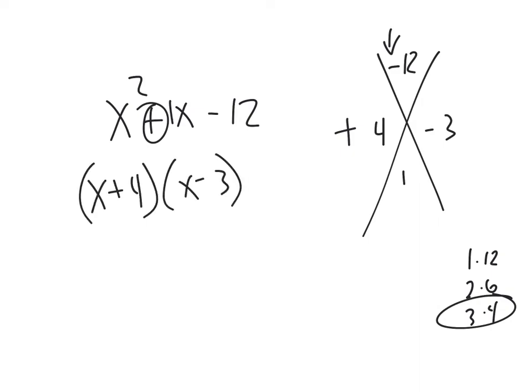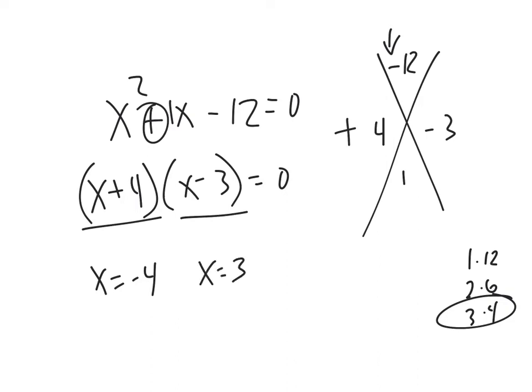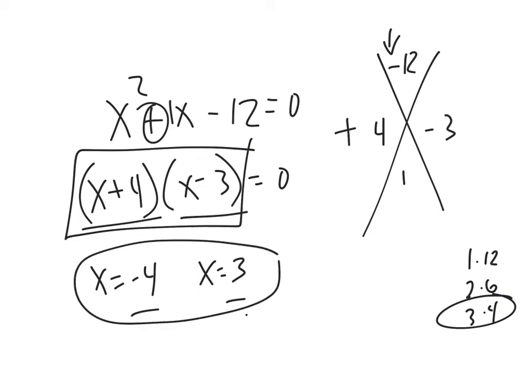Now we've factored it. Now, if we have to solve it, then we just take one more step. We say, all right, what's the opposite of this? Well, negative 4. What's the opposite in here? 3. So negative 4 and 3 are my solutions. These are the factors. This is the factored answer. And these are the solutions.